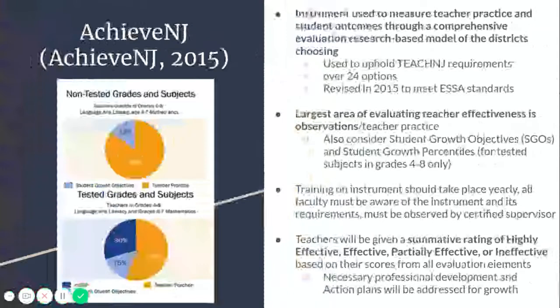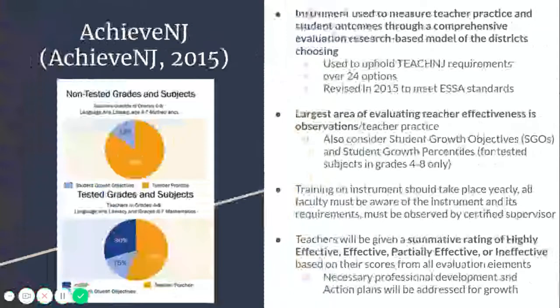The instrument that's used to measure teacher practice and student outcomes is Achieve NJ. And Achieve NJ was updated in 2015 to meet the federal requirements and federal standards through the ESSA, which I will talk about in a minute. Achieve NJ was set into place to uphold the Teach NJ requirements. And there were over 24 options for school districts to choose from in our state. And we chose Danielson's model because we felt like it was, again, the most in line with our mission and vision statements and also provided the best platform for highly effective teachers.